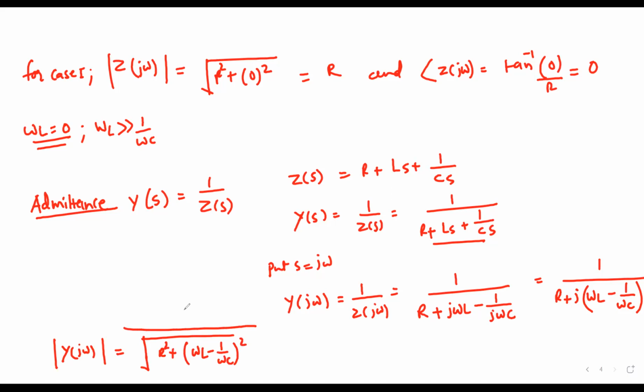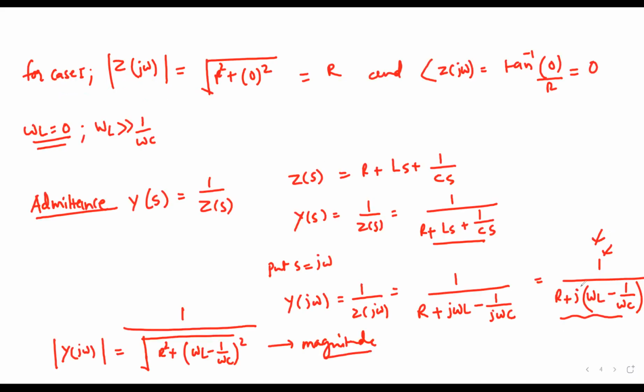And remember, we are taking the admittance, so it's the inverse of the impedance. So magnitude of the numerator would be 1 and magnitude of the denominator would be this term. So this is the magnitude.